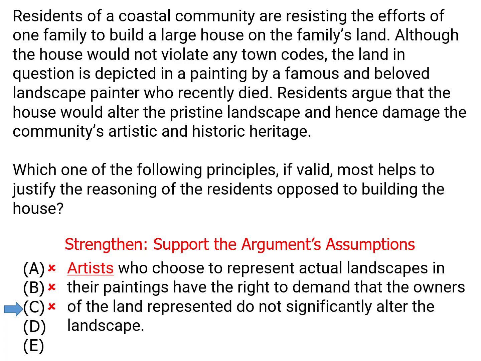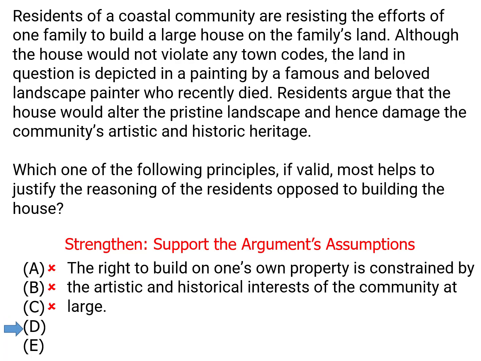He's gone. Answer choice D, the right to build on one's own property is constrained by the artistic and historical interests of the community at large. Now this would support the argument, because it supports that assumption that there's nothing else out there that could tip the balance by getting rid of something that could tip the balance. If the right to build on one's own property were unconstrained, then these residents wouldn't have a very good argument. This answer choice gets rid of that as a concern, and the argument is thereby stronger. So D helps the residents out.